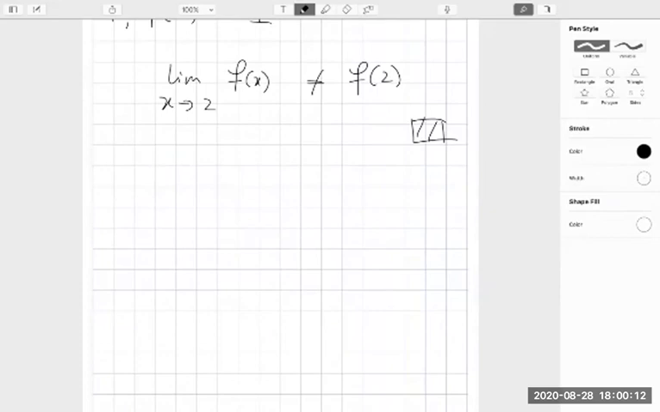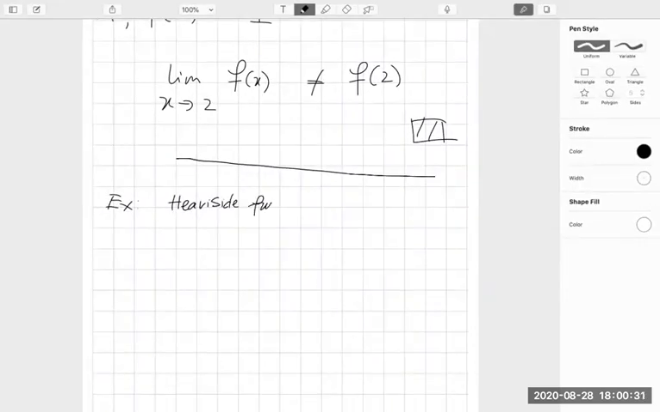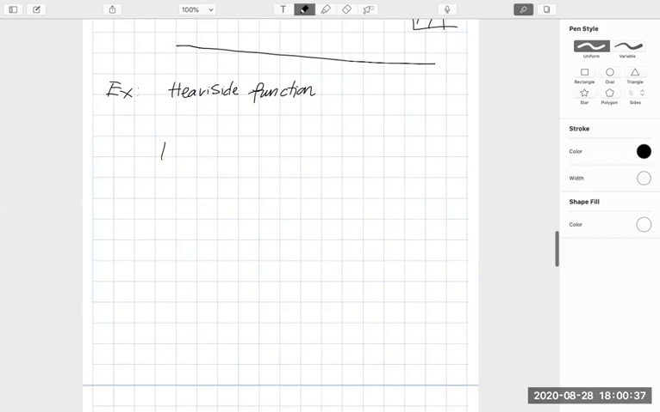So let us continue. In this part, we consider a Heaviside function, which is a branch function defined as h of x equal to 0 for any x smaller than 0, and will be 1 if x is larger or equal to 0, right?